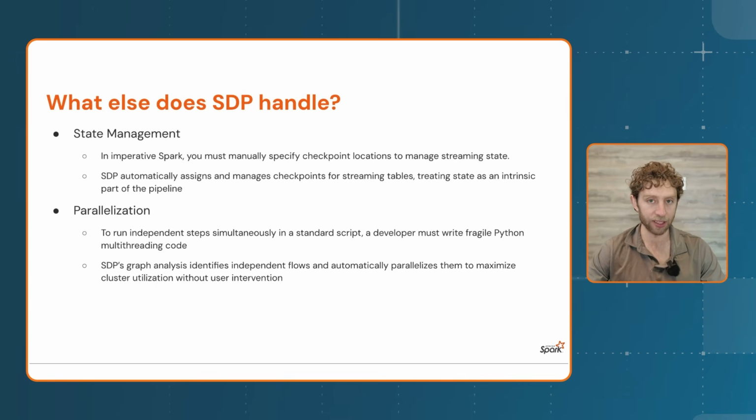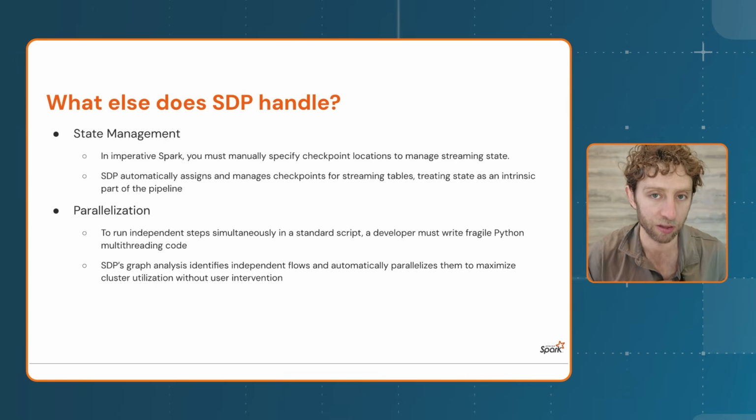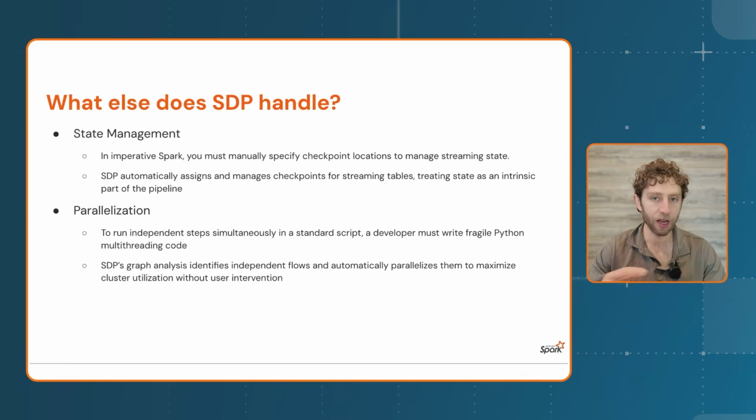SDP also handles state management. So in imperative Spark, you have to manually specify checkpoint locations to manage streaming data, but SDP automatically assigns and manages the checkpoints for streaming tables, treating state as an intrinsic part of the pipeline. And then SDP also manages parallelization. So to run independent steps simultaneously in a standard script, you have to write fragile Python multi-threading code. But this SDP graph analysis step can automatically do this parallelization for you.